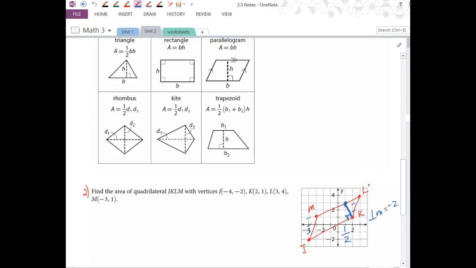Okay, so how am I going to find the height of that blue line? The distance formula. Okay, so I'm going to call that other point, I don't know, N. That feels good. Okay, and so we'll use the distance formula from K to N. Which by the way, N is exactly hitting at 1, 3, right?